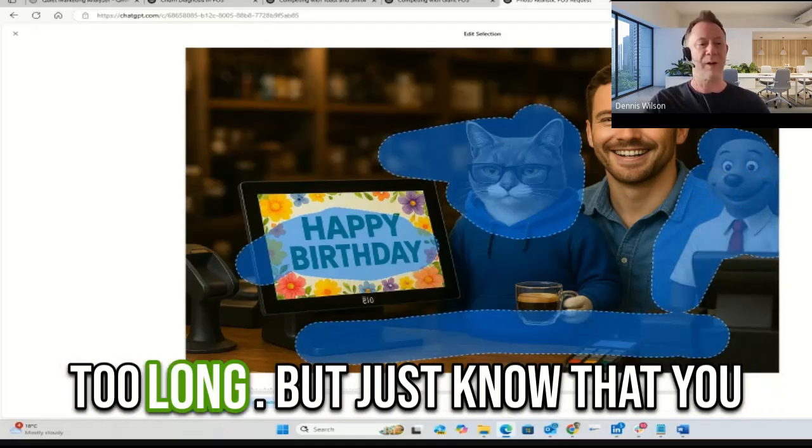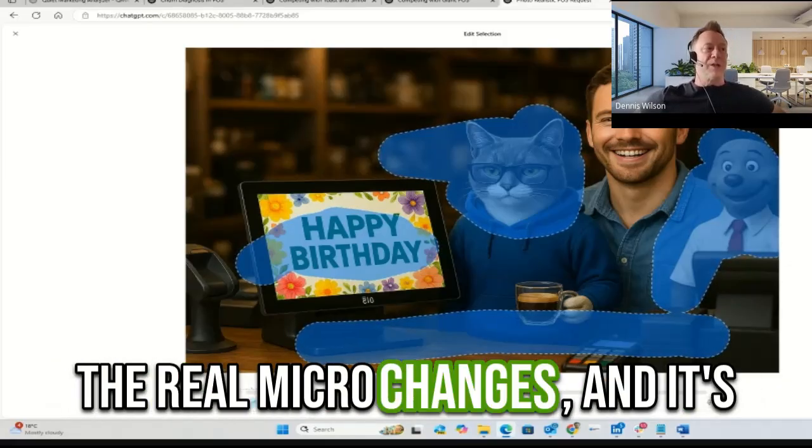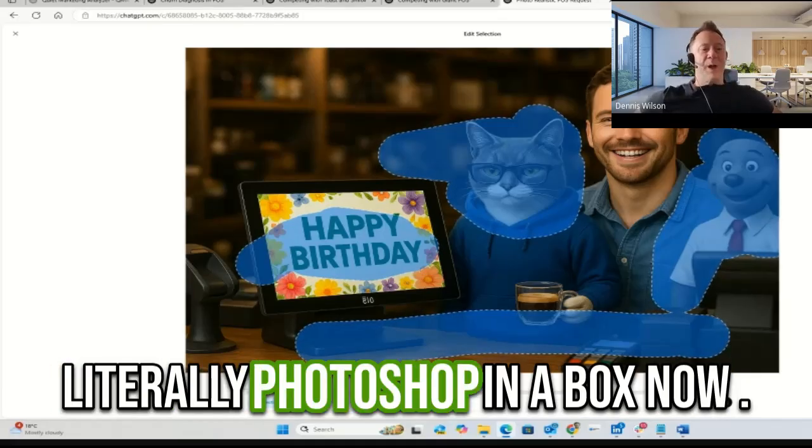And I won't do it, it just takes too long. But just know that you have this little power as well for the real micro changes. And it's really, really powerful. So it's literally Photoshop in a box now.